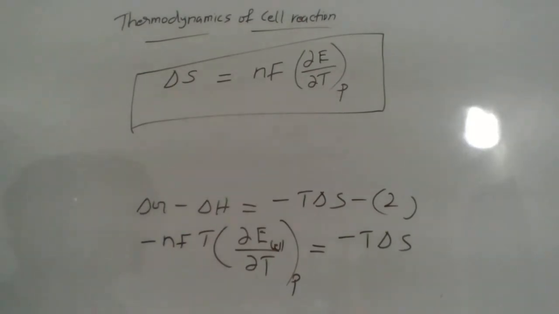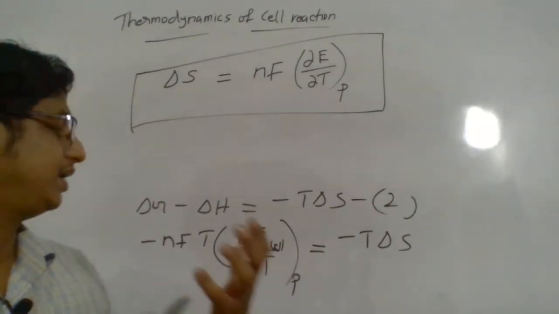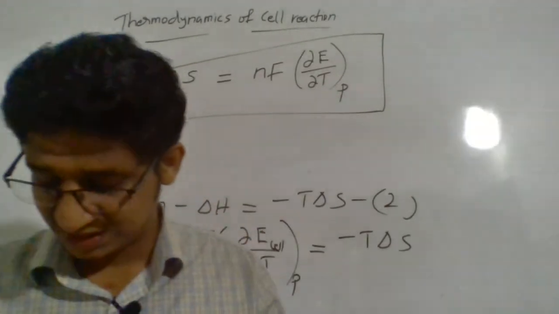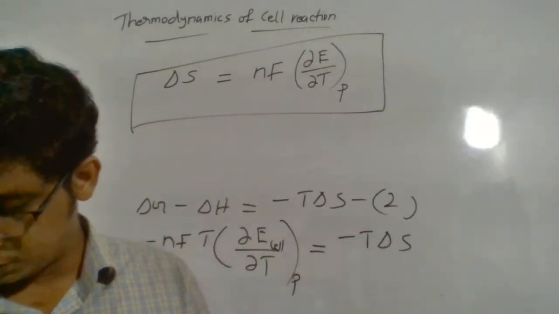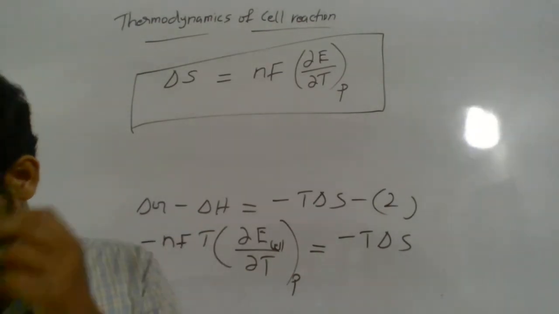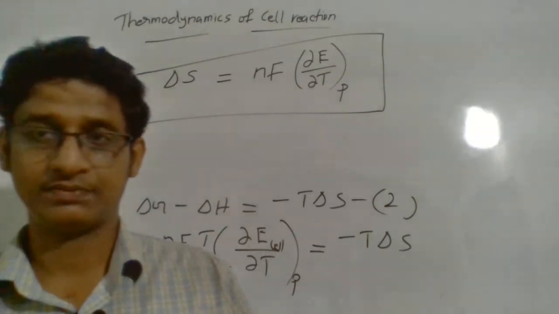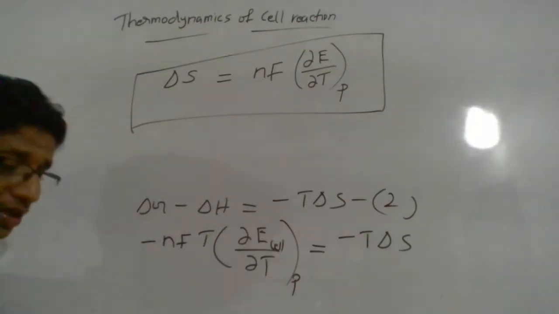So we derived three equations. Delta G is equal to minus nF E cell. Then delta H is equal to nF into T into dou E by dou T at constant P minus E. And now we derived an equation for delta S, which is equal to nF dou E by dou T at constant P. So these are the three equations that you can remember.